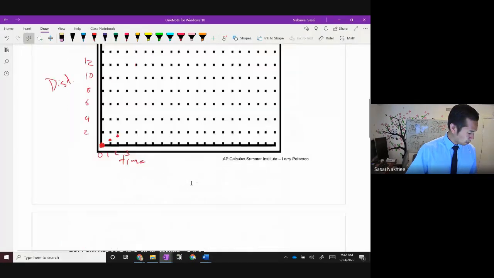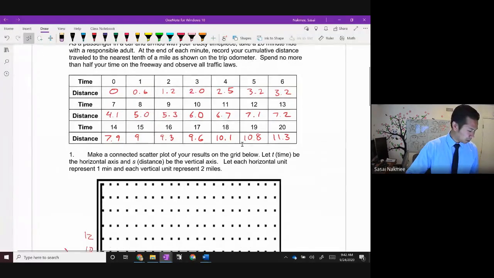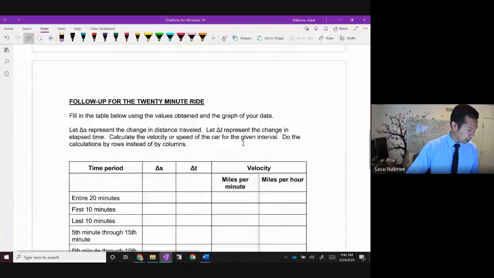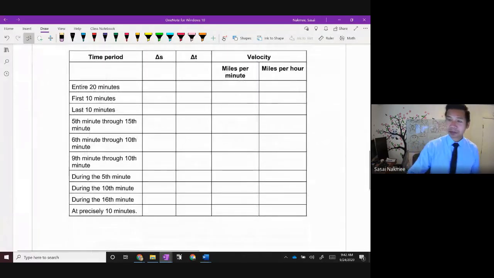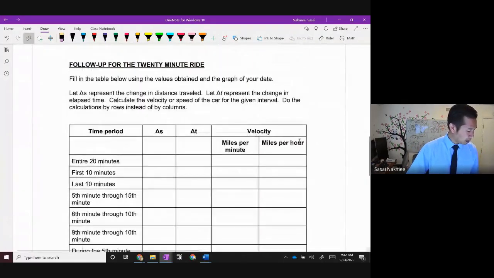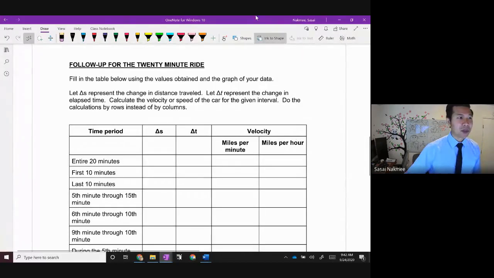So hopefully you guys got these points down, and hopefully you were able to graph it. I'm moving on to slide 2, so if you guys could move on to slide 2, which is right here. What we're going to do now after you have all those values is calculate the velocity.